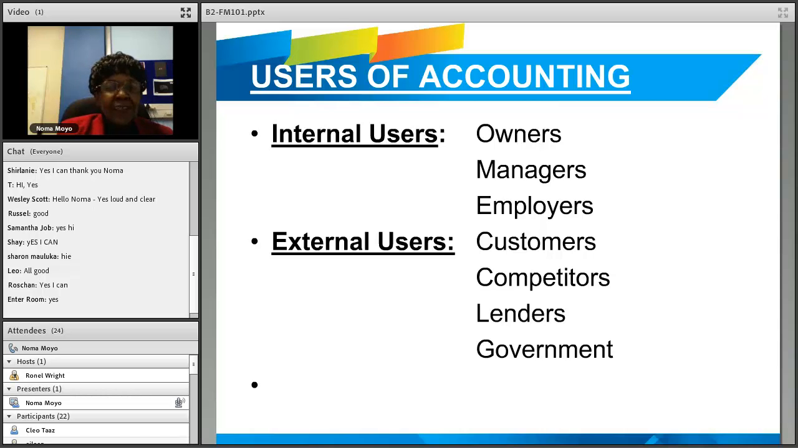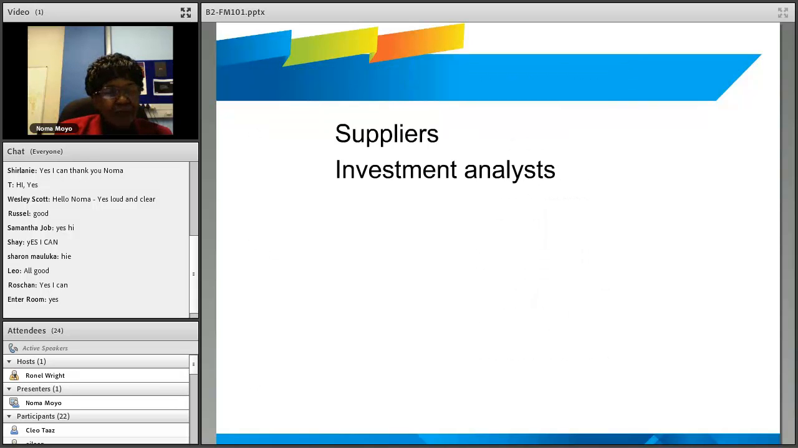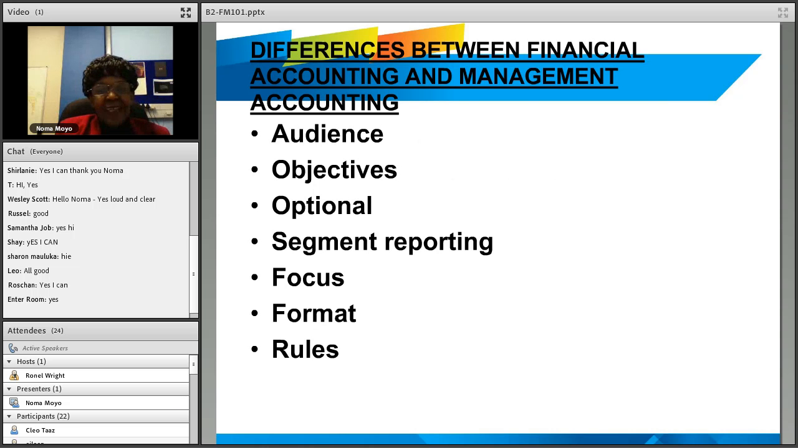We know their users. Briefly, we know we have internal users, external users. Internal users are owners, managers, employers. External are customers, competitors, lenders, government, suppliers, investment analysts. Then you need to know the difference between financial accounting and management accounting. You need to know this in terms of which audience they address, what the objectives of each are, what is optional, segment reporting, what focus each one is on, format, how each is formatted, and the rules.